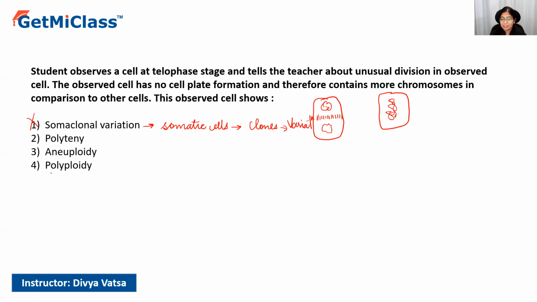Now let's have a look at the second option, that is polyteny. You must have heard about the polytene chromosome. In polyteny there is a lot of DNA multiplication. The DNA doubles and triples, okay? But in this case, the DNA is not doubling. Basically, the cell plate formation did not take place, because of which the chromosomes have doubled. So this is also not the right option.